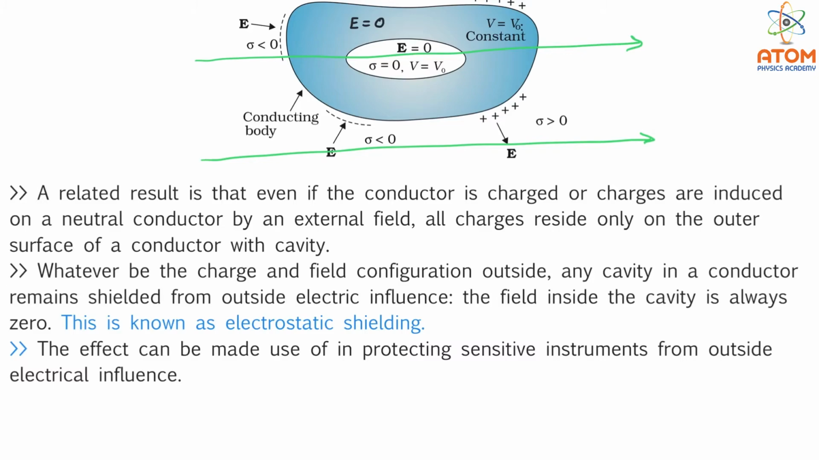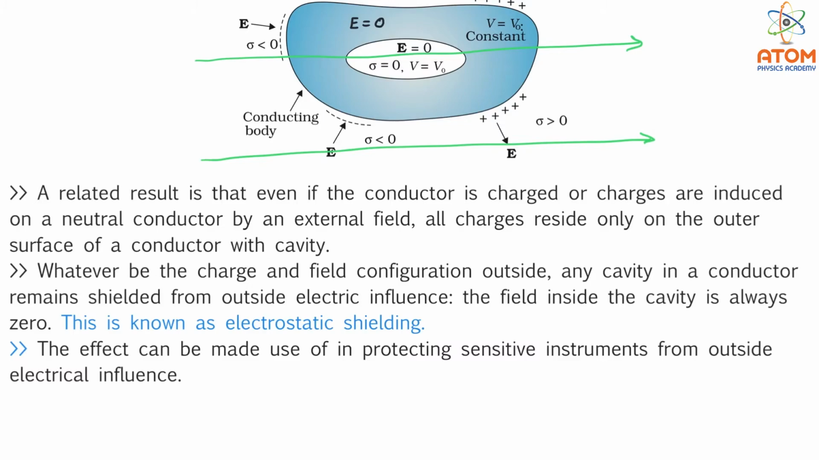So that silver foil works like this conductor, and the portion inside that silver foil works like this cavity where the satellite is. So the satellite gets an electrostatic shielding, and so it remains unaffected from the outside electric field or any outside electric influence.